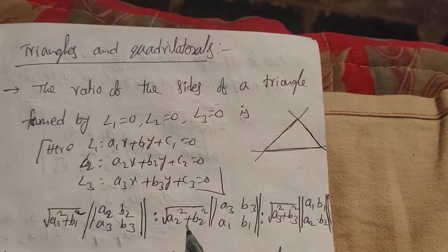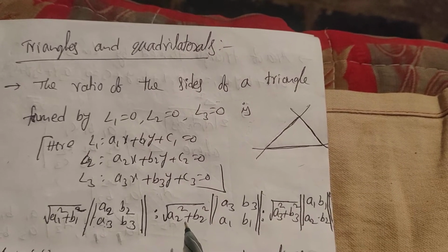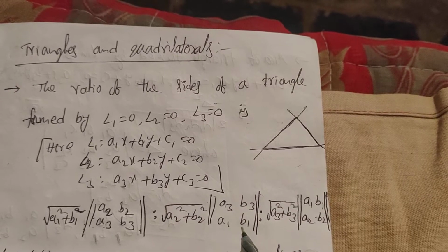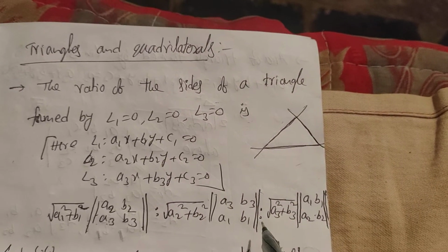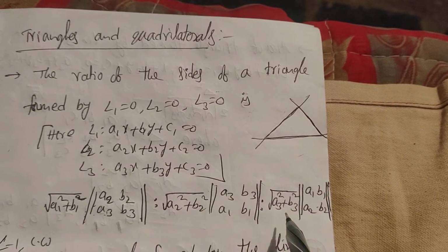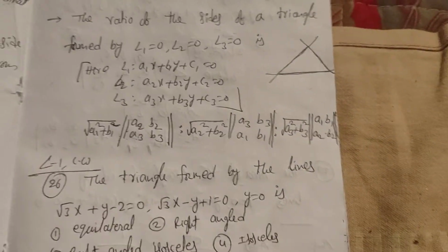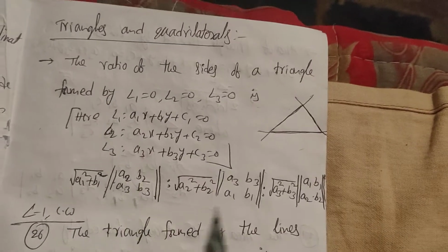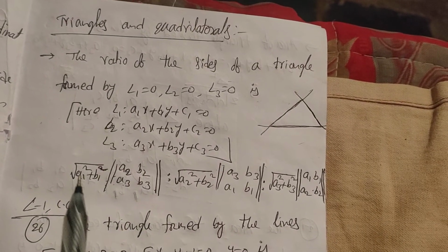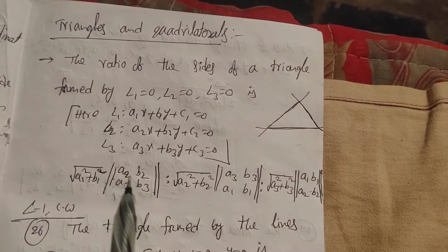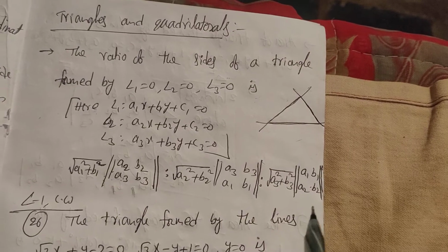So for the second line you have to use the third line coefficients and first line coefficients in the determinant, is to root over a3 square plus b3 square, into the modulus of the determinant of a1 b1 a2 b2. Very easily we can remember: for the first line, root over a1 square plus b1 square into the modulus of the determinant of a2 b2 a3 b3. Like that you can write the remaining two.